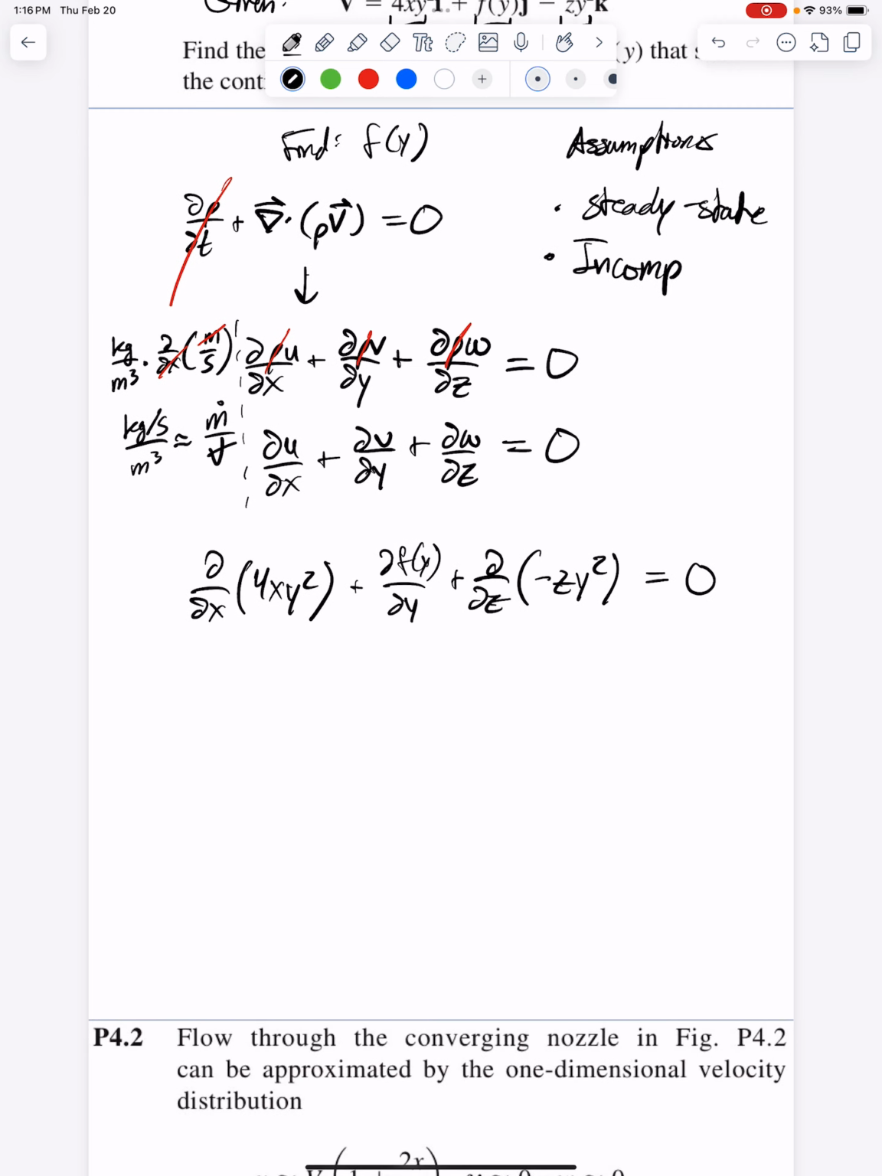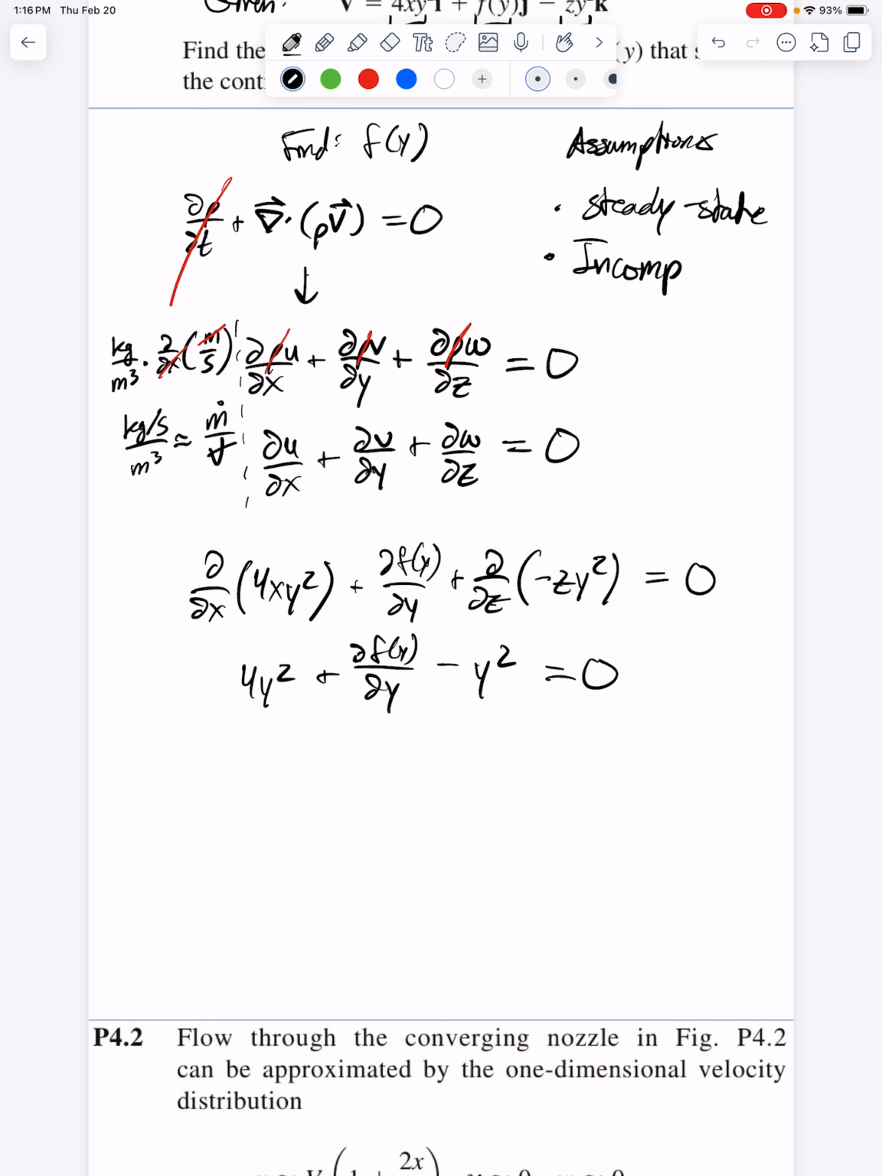So x derivative of 4xy squared gives me 4y squared. I keep the middle term. And my last term, z derivative of negative zy squared, gives me negative y squared equals 0. So everything here is in terms of y, which is kind of nice. We're going to move the y terms to the right-hand side.